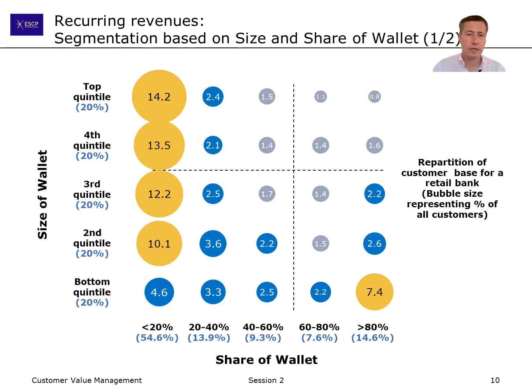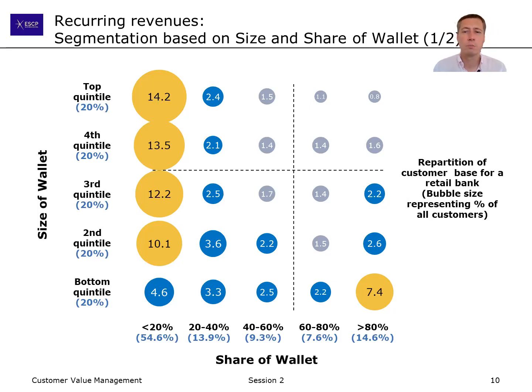Now, an interesting question that you can ask is, why do we even bother with this? Why should we calculate size and share of wallet? Well, let me finish this section by giving you a last example. This is the customer database of a bank. This customer database of a bank has been split into 25 groups, depending on whether the share of wallet is 0 to 20%, 20 to 40, 40 to 60, 60 to 80, or 80 to 100, and depending on whether the size of wallet is in the top 20%, the top quintile, or in the bottom 20%, the bottom quintile.